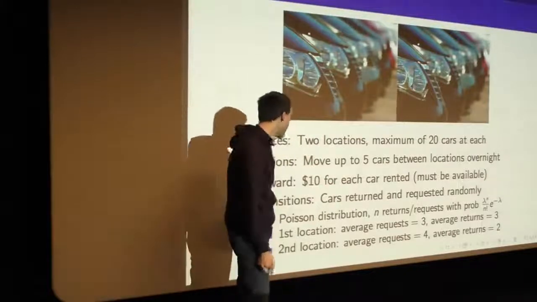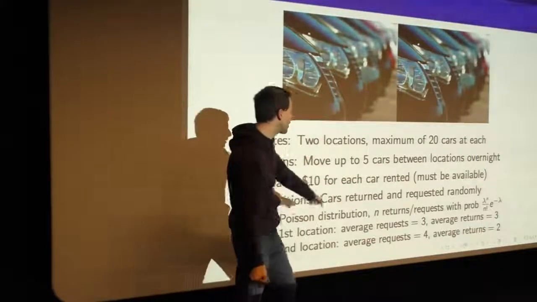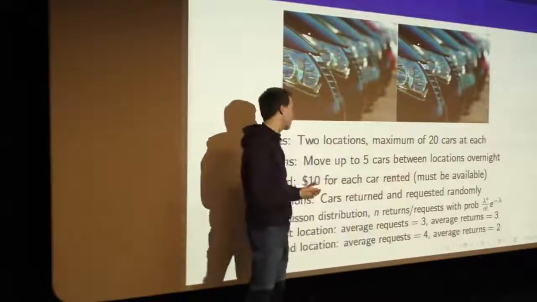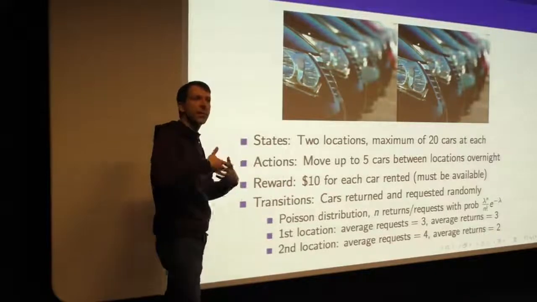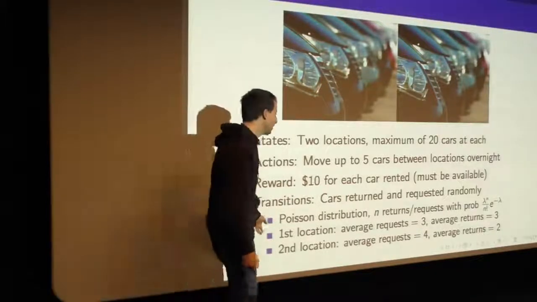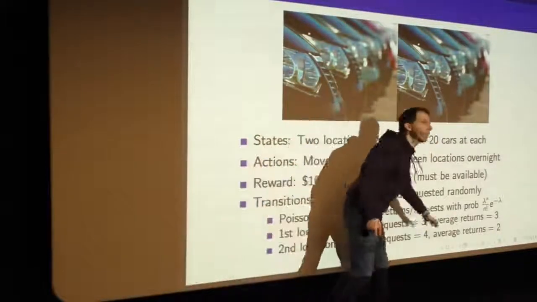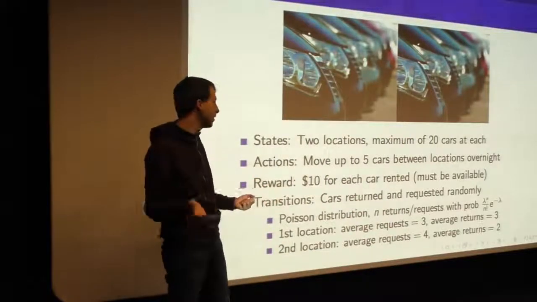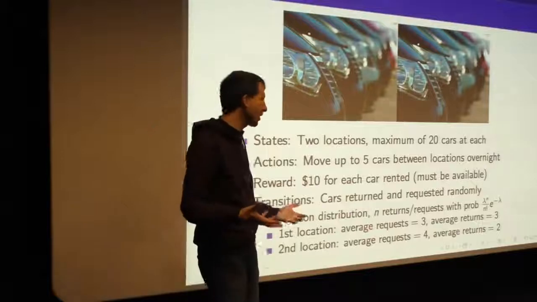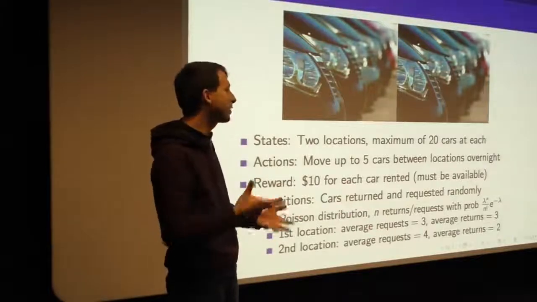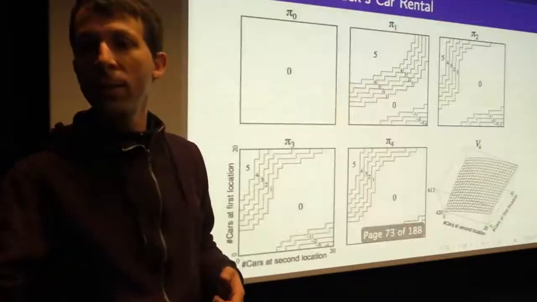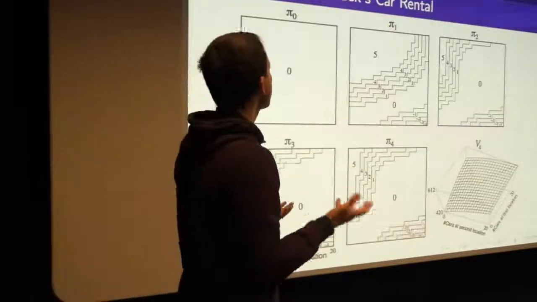Roughly speaking, the main point is that one location gets the same number of requests and returns. The return rate is the same as the request rate. It's a random process, but with the same rate. But the other one gets more requests than it does returns. So the second location is typically going to be short of cars if you don't shift things over, because it gets more requests for cars than people are actually returning. Okay, so what we're going to do is just see what policy iteration looks like.